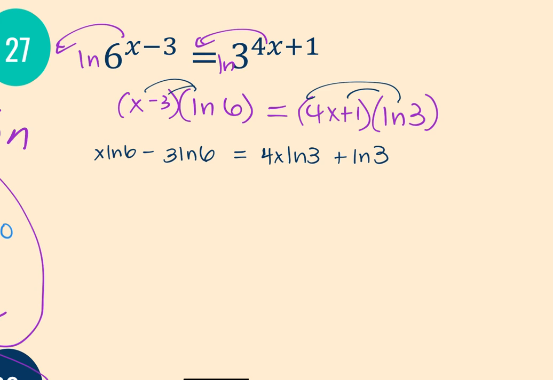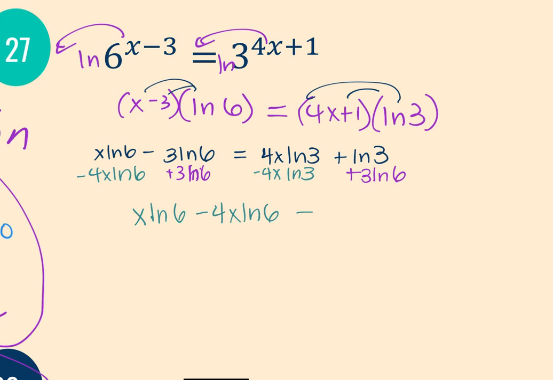Then I've got two terms with an x and then two terms without an x. I've got to group them together. It doesn't matter which way you go, subtract the 4x from here and from here, or add them both, doesn't matter. And then add the 3 ln 6. So on the left side, I end up with x ln 6 minus 4x ln 3 equals ln 3 plus 3 ln 6. Sorry, they shouldn't be the same term. That's 4x. This should be the ln 3. That's where I messed up.